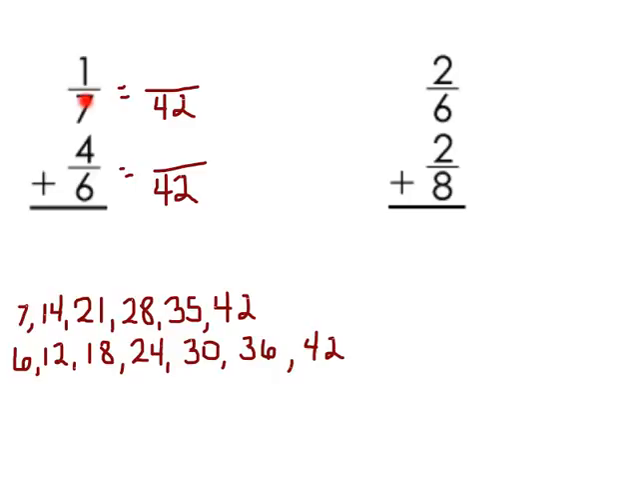And I ask myself, 7 times what is 42? Well, that would be 6. And 6 times 1 is 6. And now 6 times what is 42? Well, that would be 7. And so 4 times 7 is 28.